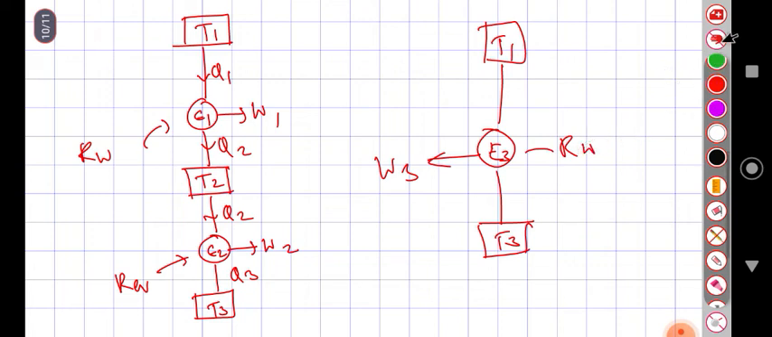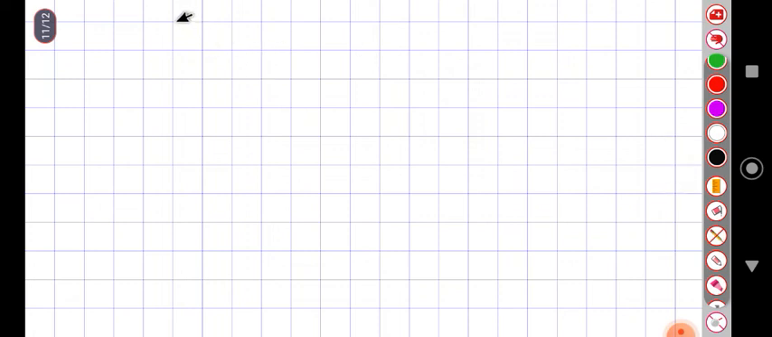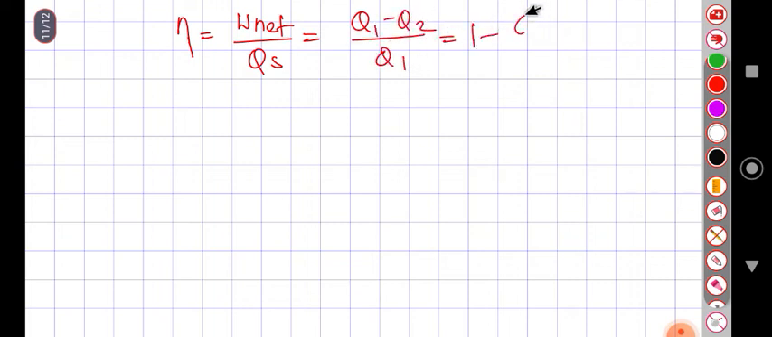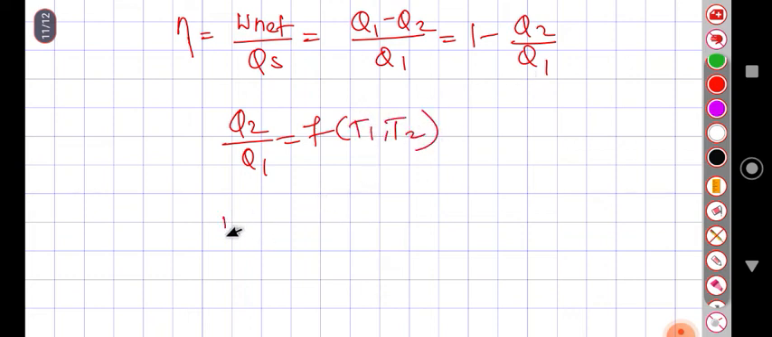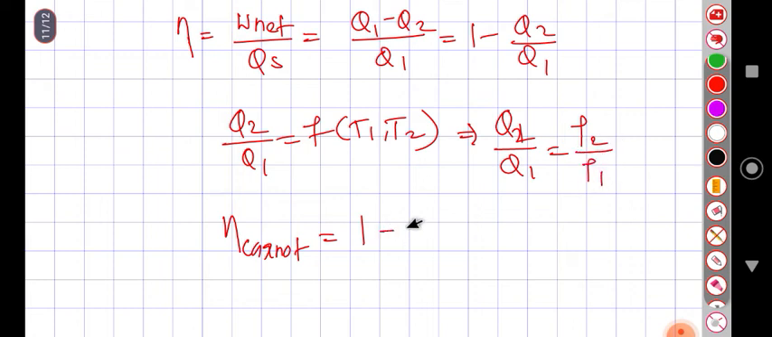Now see, if I calculate the efficiency of the first, that is work net upon the heat supplied, which is Q1 minus Q2 by Q1, that is equal to 1 minus Q2 by Q1. From the Kelvin experiment, it is understood that Q1 and Q2 are only functions of temperature. So Q2 by Q1 is only a function of T1 and T2. So I can write that the efficiency of the Carnot or reversible cycle is 1 minus Q2 by Q1, and Q2 by Q1 is equal to T2 by T1. So this is the Carnot cycle efficiency.